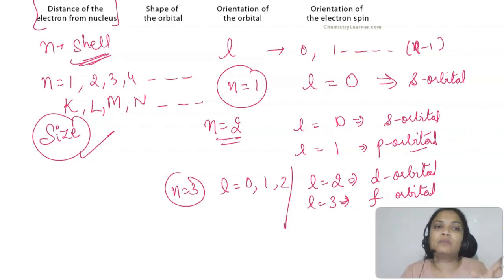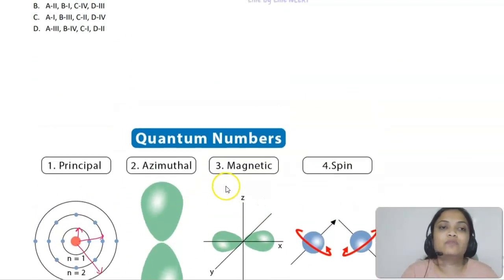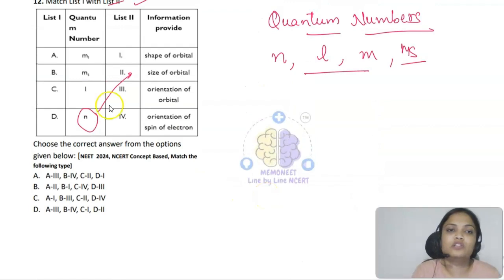We get to know about the shell from the principal quantum number. Then we get to know about the orbital from the azimuthal quantum number. And if I get to know about the orbital, we can get to know about the shape, because different orbitals have different shapes. Like s has a spherical shape, just now I told you. So the azimuthal quantum number lets us know about the shape of the orbital. So this will be the right one.